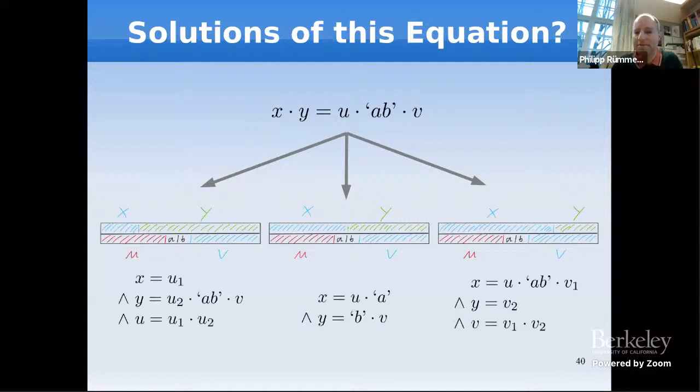And in each of these cases, we can just write down a closed form solution for the equations. So for instance, in the first case, x ends within the u, so we can split the u into a first half u1 and a second half u2, and then x has to be u1, and y has to be u2, then ab, and then v. The situation looks similar for the two other cases. So we can split the equation that we started from, and in each of the cases we end up with simpler equations that are in solved form.